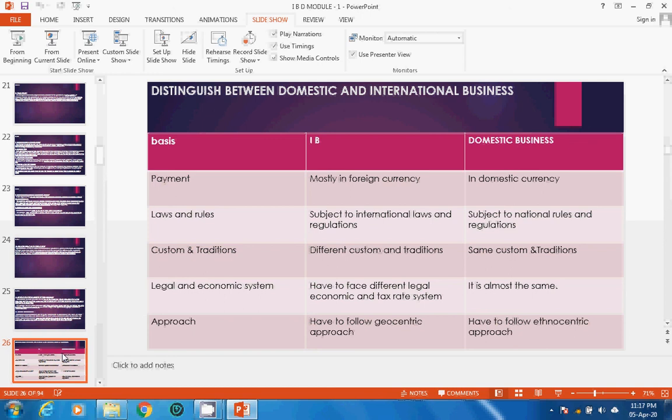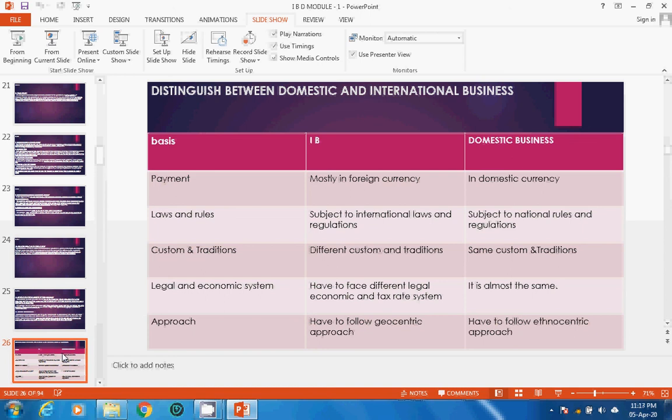In domestic business, there is only a single currency for the entire nation. The trade takes place between the states and regions within the national boundary. The payment is made with only one currency.